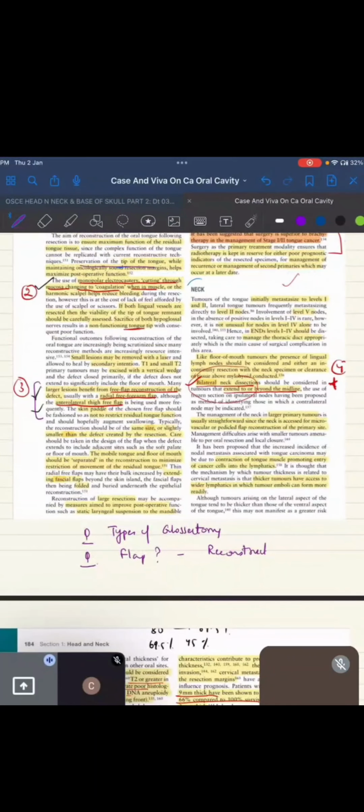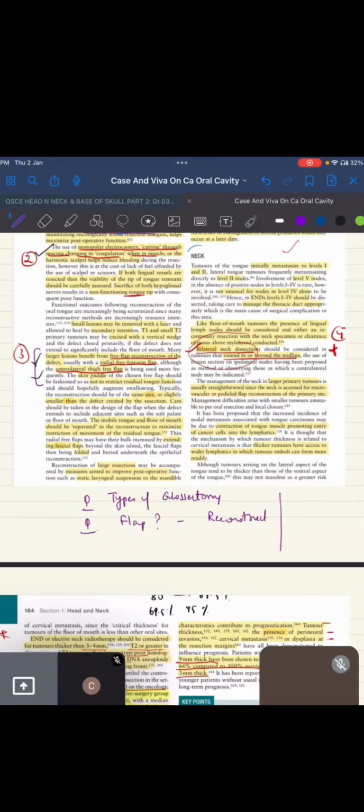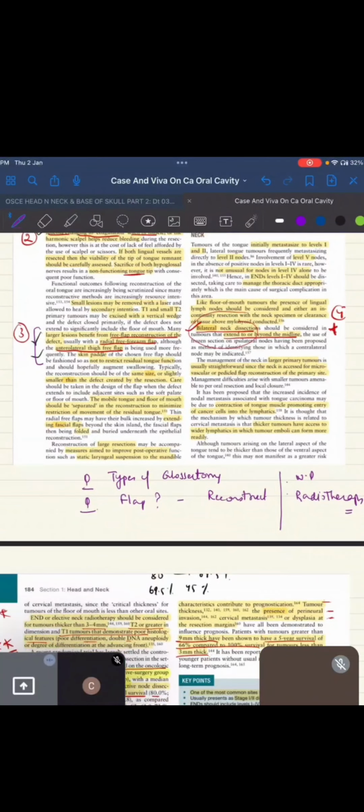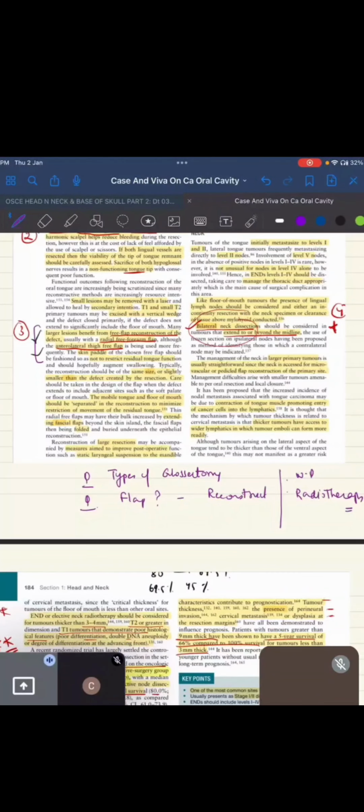Moving ahead, two more things: neck dissections and radiotherapy. They will ask you when you will do neck dissection. Bilateral neck dissection should be considered in tumors that extend to or beyond the midline. So this should be one statement. Second, neck dissection is compulsory, whether N0 or N1 is there. Ipsilateral will be done regardless. When is bilateral done? When the tumors extend beyond the midline. So remember this word, midline.